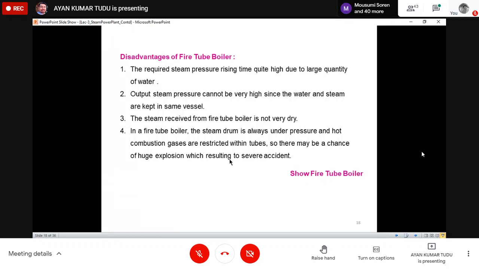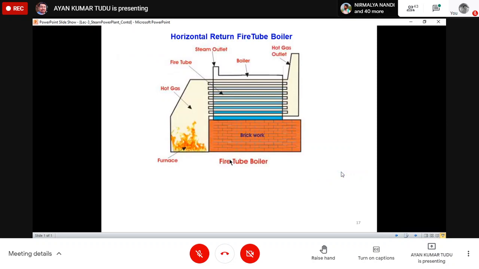The output steam pressure cannot be very high since the water and the steam are kept in the same vessel. As you can see, the water and the steam are kept in the same vessel, so the output steam pressure cannot be very high.